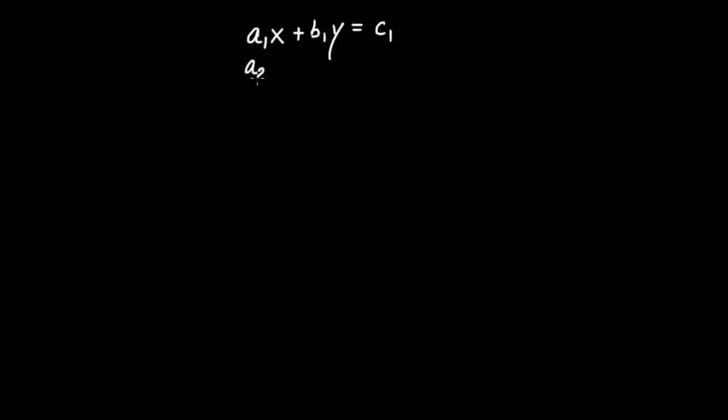Then I have a second equation, which is going to be a2 times x plus b2 times y is equal to c2. So the problem is, I give you the A's, I give you the B's, and I give you the C's. Your job is to tell me what the XY pair is that solves the system.